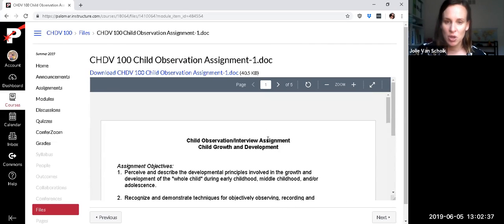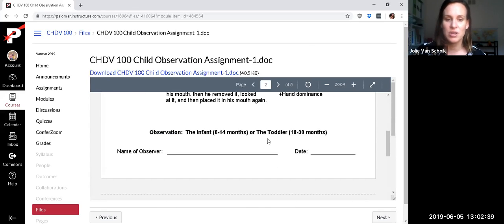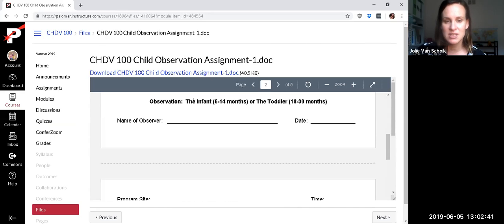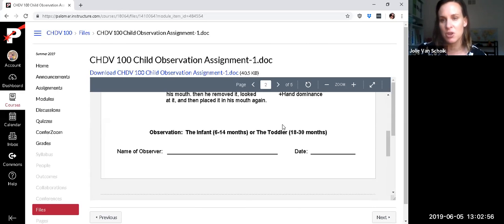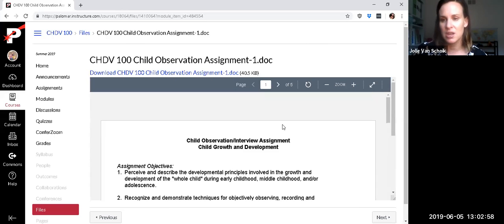So you're going to observe a child. Once again, you're going to write about them using this template that we have. So there are 4 templates: infant, toddler, preschool, elementary or middle childhood, and an interview with an adolescent. So those 4 areas, you're going to use these templates to write about your objective, just the facts, observation about a child, where you then pull it into our concepts, theories, and terminologies of child development. So that's our child observation and interview assignment.